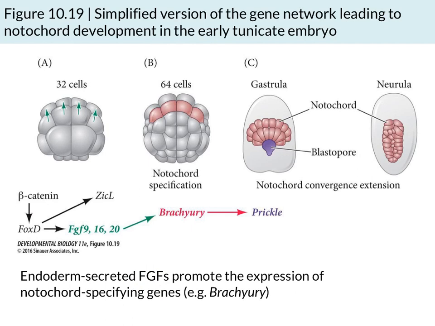endoderm. Now, beta-catenin expression in the endoderm is what's indirectly responsible for the secretion of the FGFs. It activates a second transcription factor that then leads to the secretion of these FGFs, and the FGFs in turn induce the expression of brachyury, which is a gene that's important for the specification of the notochord.